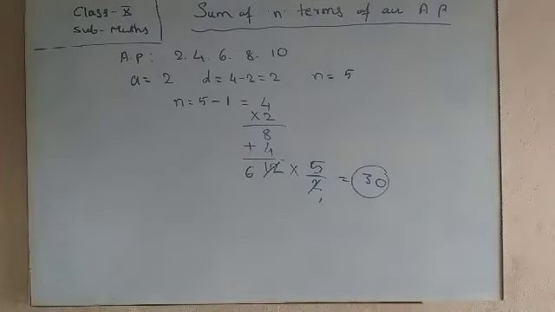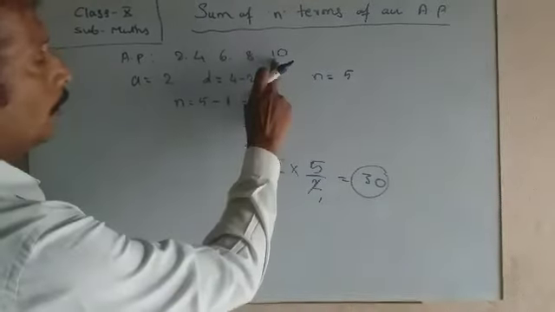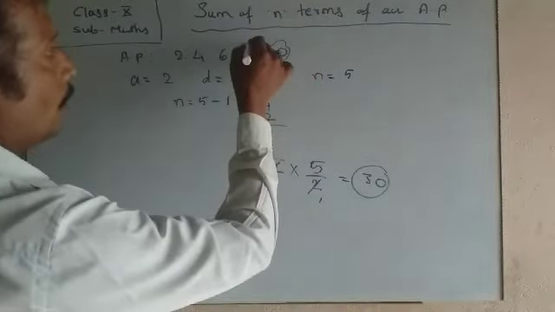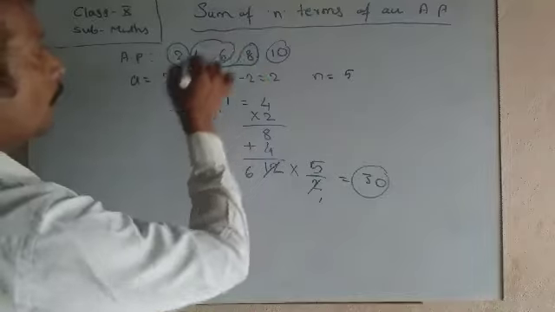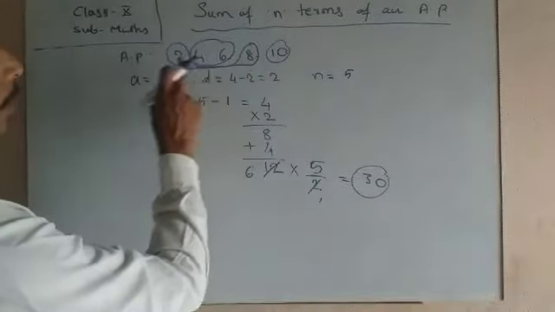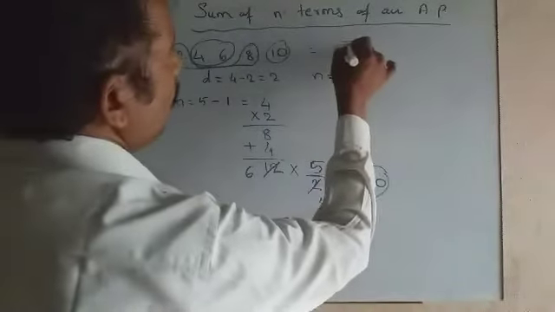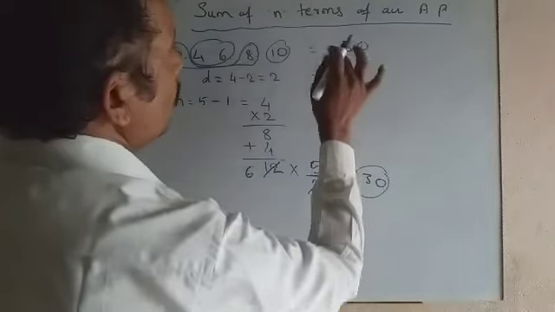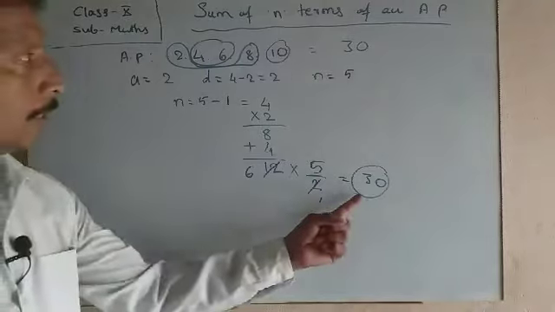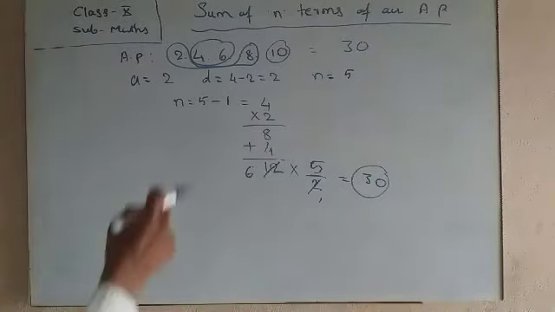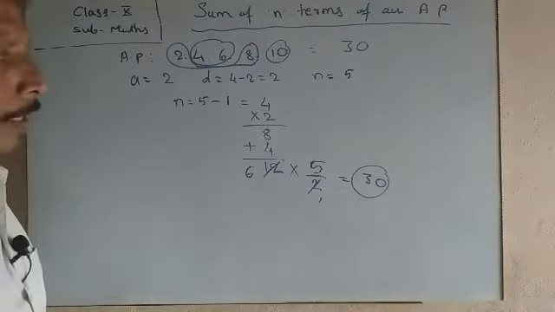Let us check whether it is right or wrong. 8 plus 2 is 10. 4 plus 6 is 10. 10, 10, 10. Totally, the sum of all the terms is 30. Therefore, this is the method of how to find the sum of n terms of an AP.